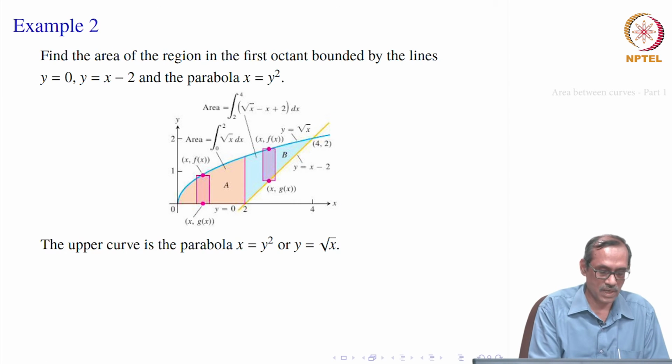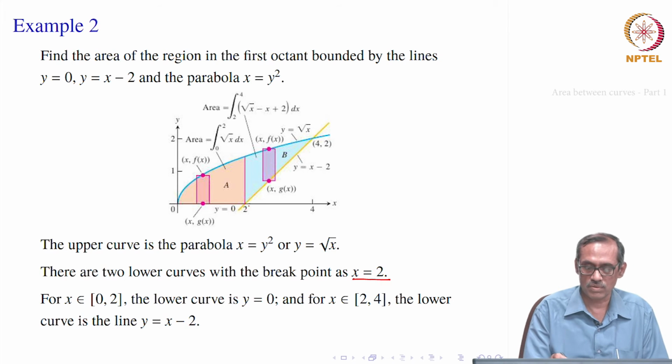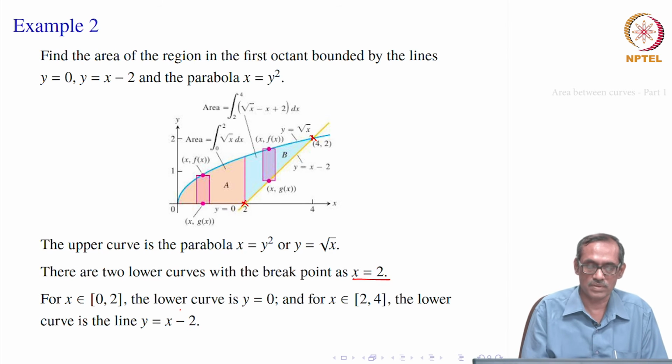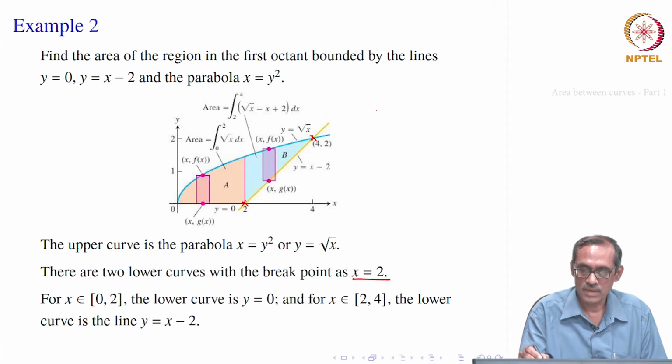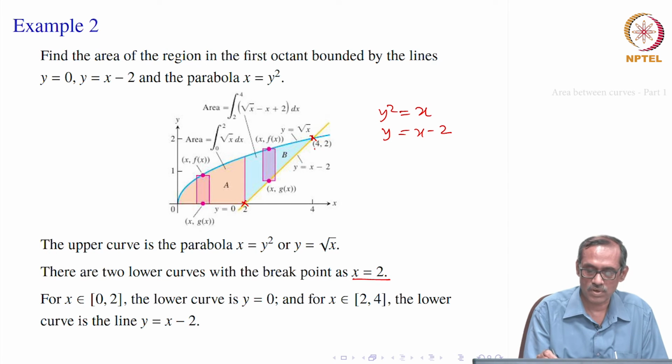So, now we have the upper curve as root x and it has two lower curves with a breakpoint at x equal to 2, that is what we mentioned. So, x now belongs to 0 to 4, you can get this 4 because it is the point of intersection where this blue and the yellow meet. That has to be found out, of course, algebraically, and that is easy. You have y square equal to x and another is y equal to x minus 2. So, if you solve them, you would get that the point is 4, 2.